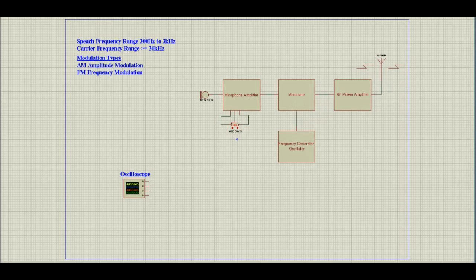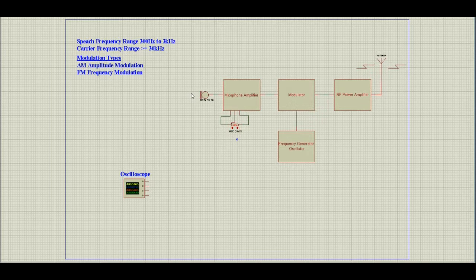There are two modulation types we could use in this configuration: amplitude modulation and frequency modulation. Amplitude modulation is where the carrier amplitude is varied with the modulation signal or the speech signal. Frequency modulation is where the carrier frequency is varied with the modulation signal or speech signal.